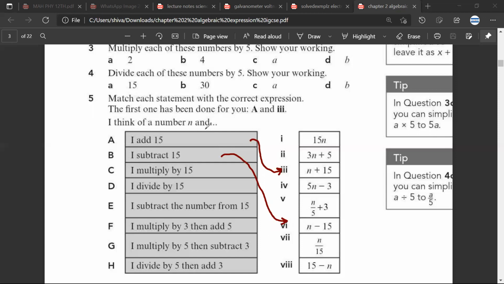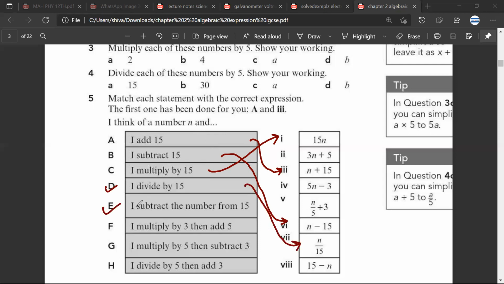I think of a number n and I multiply by 15. Sarthak, what will be the answer? 15n. D part. So n upon 15.